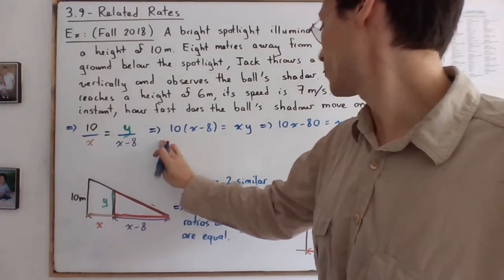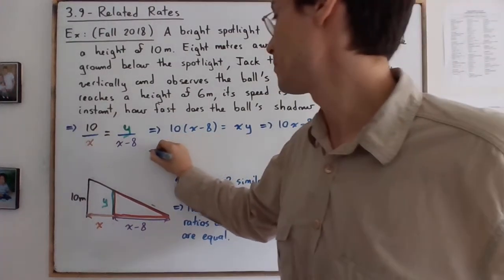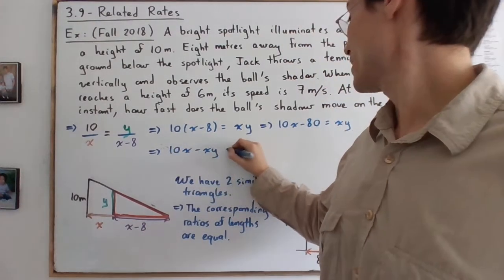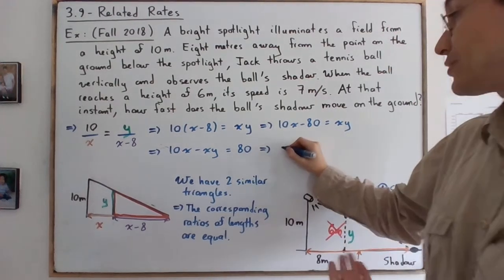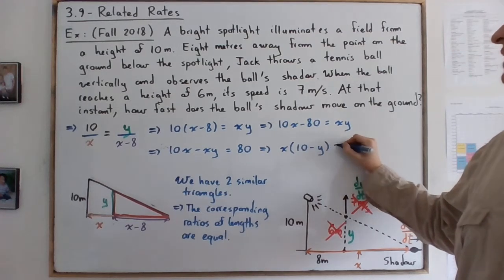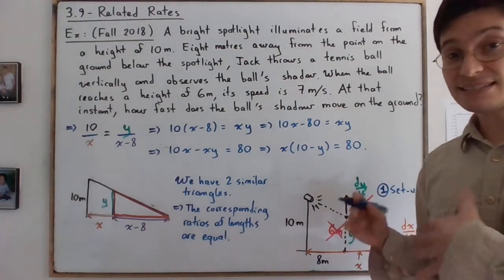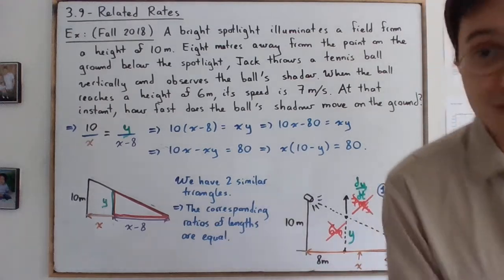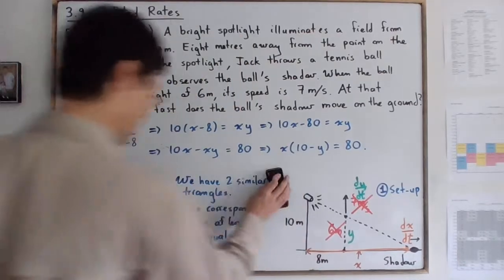And from there, what it means is we're sending x to the other side. So we have 10x minus xy is equal to 80, which means, factoring x out, we will finally get x times (10 minus y) is equal to 80. Okay, and from there, this is the best type of formula we can have for implicit differentiation. So remember, this is step number 2. Now it's done. Step number 3, I'm going to erase this.